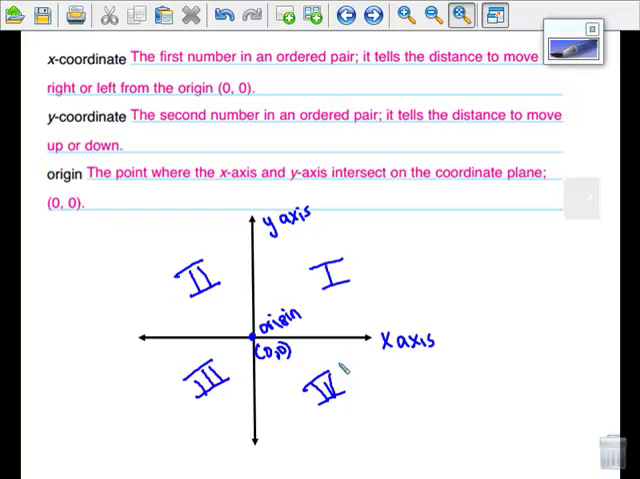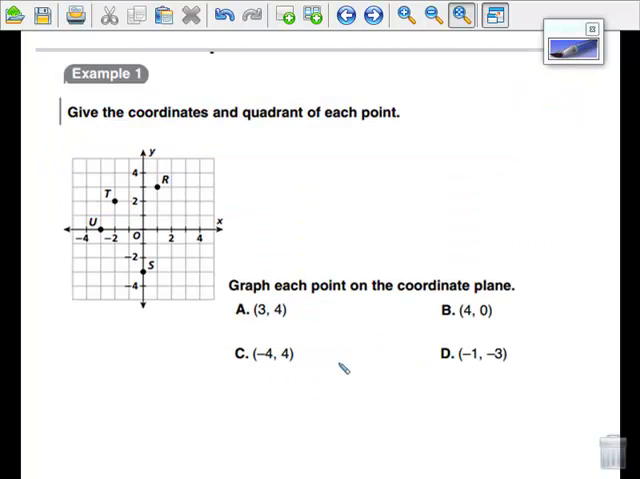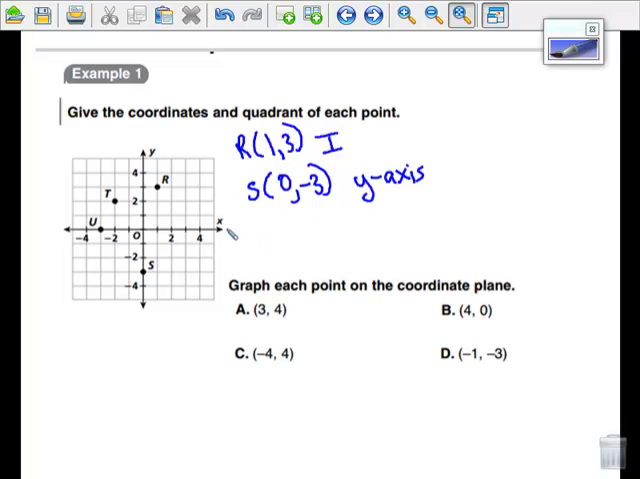Now we're going to go ahead and label some points. They want us to give the coordinates and the quadrant of each point. So let's go ahead and start with R. R, we go 1 to the right and 3 up, so it's (1, 3), and that's in quadrant 1. Then we have S. We don't go to the right or to the left, so it's 0, but we go down 3, so (0, -3), and that's actually on the y-axis. It is not in a quadrant.